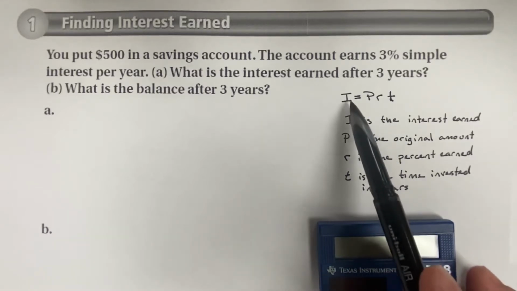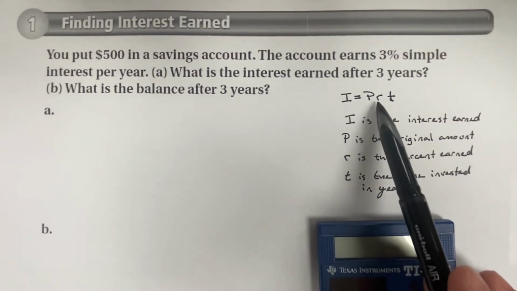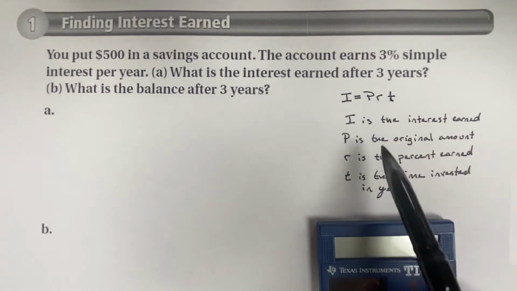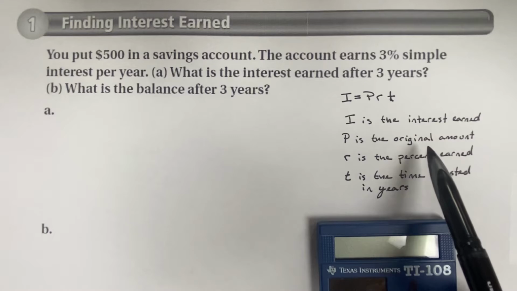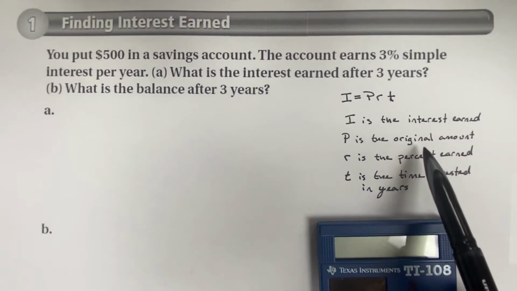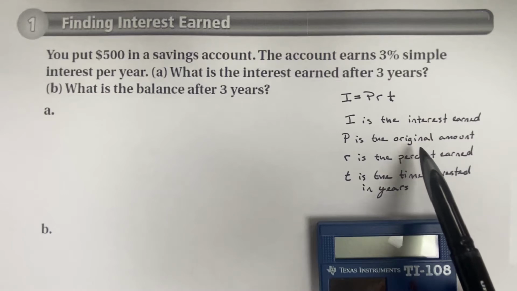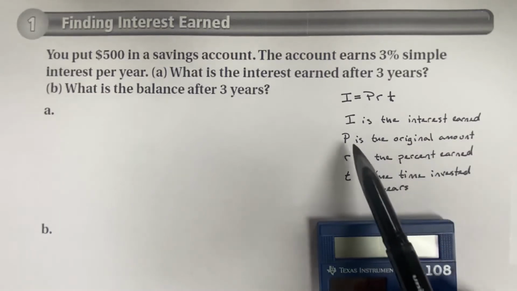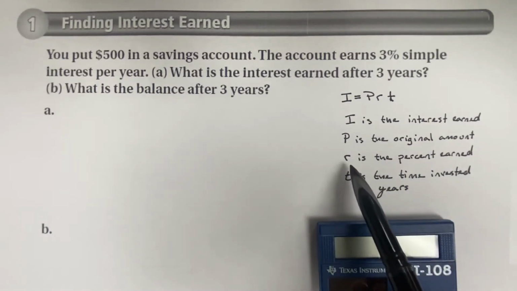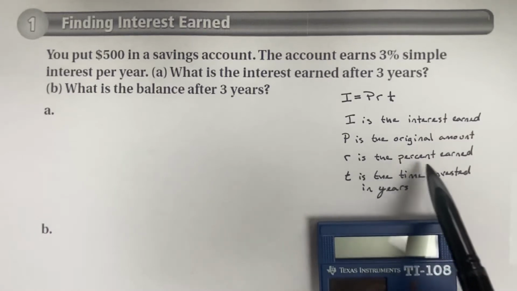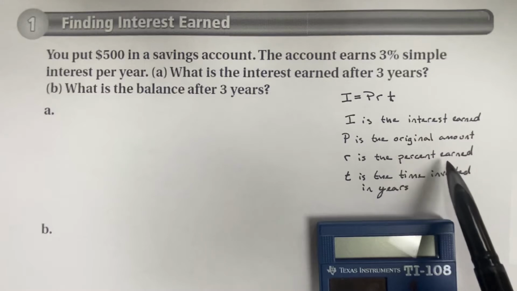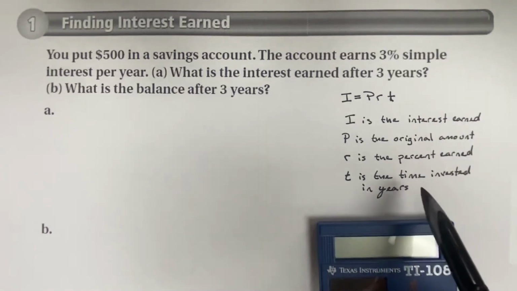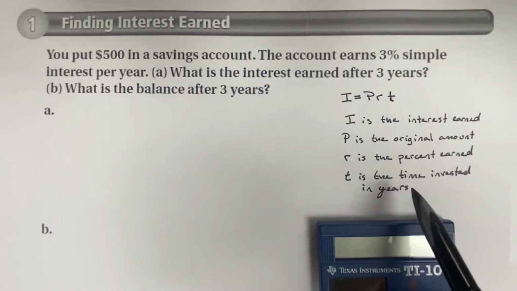What this is, interest equals principal times rate times time. Principal is a fancy word just meaning the original amount. So that's either the original amount deposited, the original amount of the loan, wherever you started, whatever that amount was, that's P. R stands for rate. Now that's the percent, because a percent is a rate. That's the percent that you earn. And T is the amount of time, and the key thing is in years.